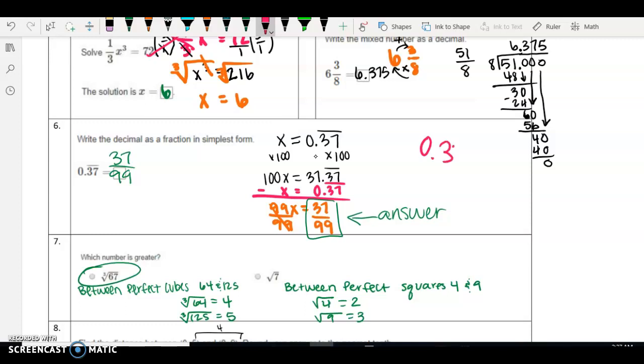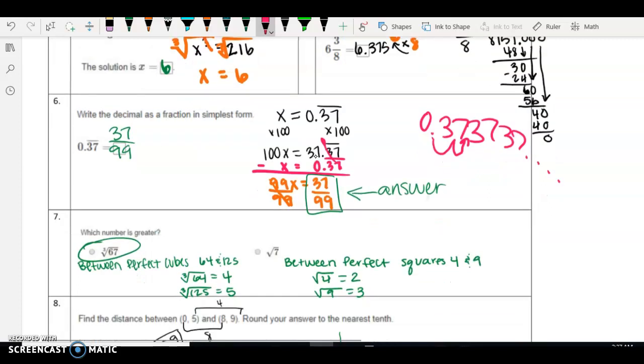So we had this, and it goes on forever and ever and ever. By multiplying by 100, we moved it right here, and so that 37 keeps continuing. Then we subtract our original equation, which was x equals 0.37 repeating. And so we get 99x, because 100 minus 1 is 99, equals 37, because these cancel out now. Then we divide by 99 on both sides, and we get 37 over 99, and that is our answer.